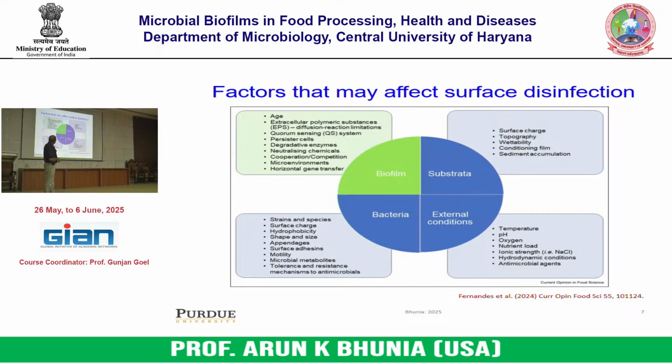The last part is the external conditions. We all know that, right? Temperature, pH, humidity, nutrient load, ionic strength, hydrodynamic conditions, antimicrobial agents. So these are some of the external factors, right? If the pH is low, a lot of times they may not colonize, right? If it's high, neutral, oh, well, perfect condition. They can grow, multiply. Same with the temperature, right?